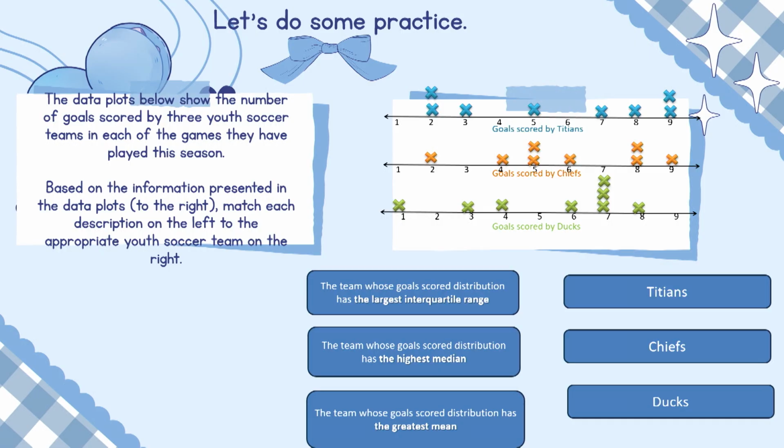It says the team whose goals scored distribution has the largest interquartile range, the team whose goals scored distribution has the highest median, and the team whose goals scored distribution has the greatest mean. So now I know I need to take all this information and plug it into my calculator. So what I want you to do is pull up your calculator, go ahead and plug this information in there. I'm going to work here, and then we can see what we've learned.